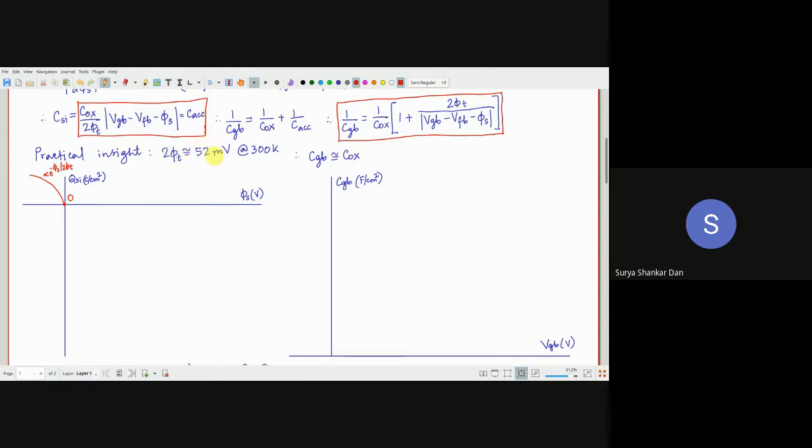So 2 phi t will be around 52 millivolts. So this is 50 millivolts, and VGB minus VAB minus phi s, this term over here, is in the order of volts. That means millivolts divided by volts. This entire part is negligible compared to this one. As a consequence, as long as your VGB is negative, in other words, as long as your surface potential is negative, your CGB will be equal to COX because this is negligible.